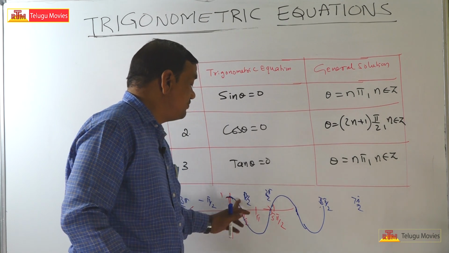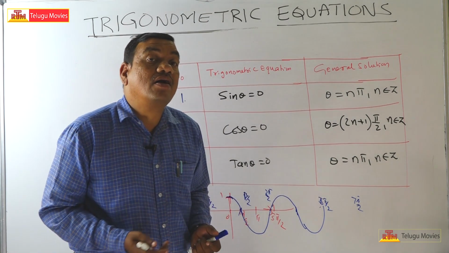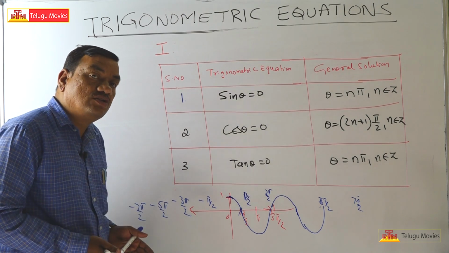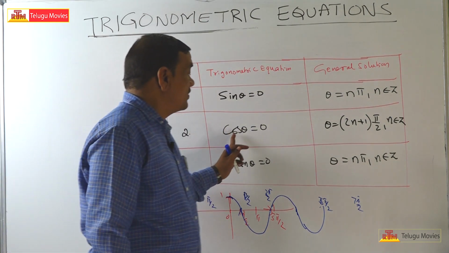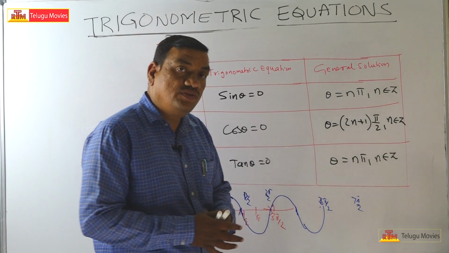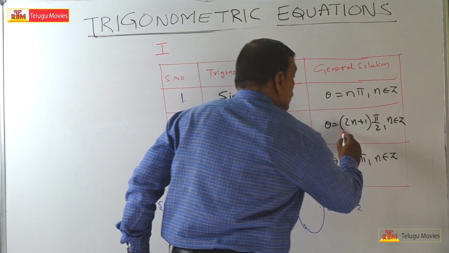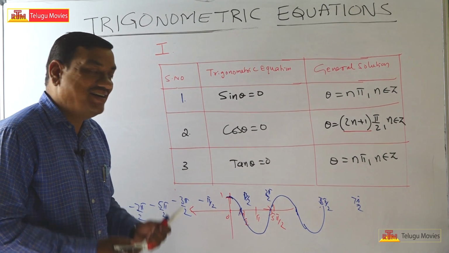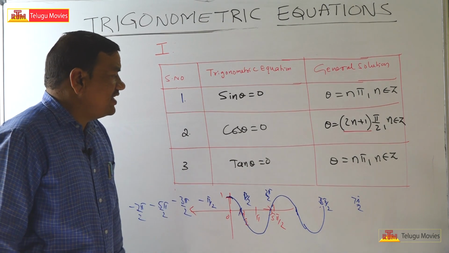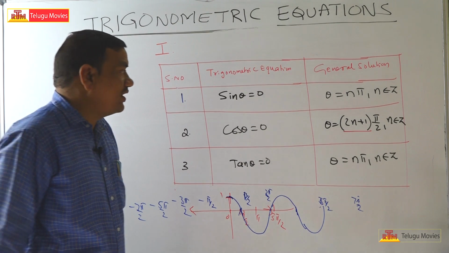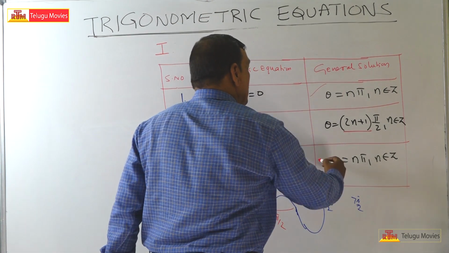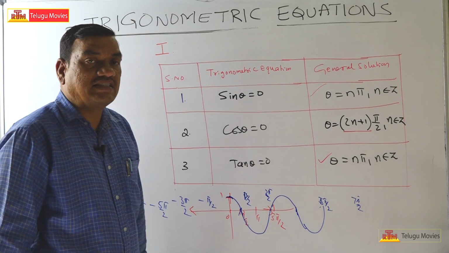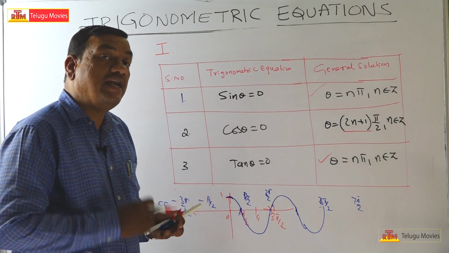What are these numbers? 1, 3, 5, 7, they are odd numbers. Here minus 1, minus 3, minus 5, minus 7, they are also odd numbers. Therefore, when cos theta is equal to 0, theta is equal to (2n plus 1) times pi by 2, where n is an integer. Same with tan theta equal to 0, theta is equal to n pi, because the sin theta curve and the tan theta curve, if you observe, intersect the x-axis at 0, pi, 2 pi, 3 pi.